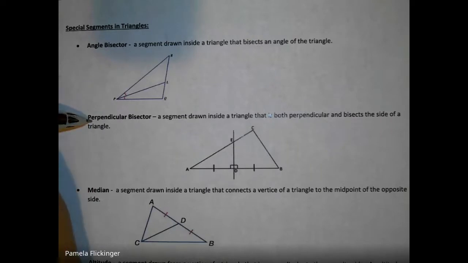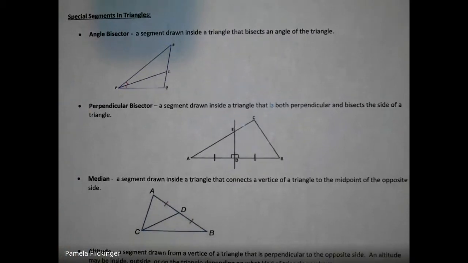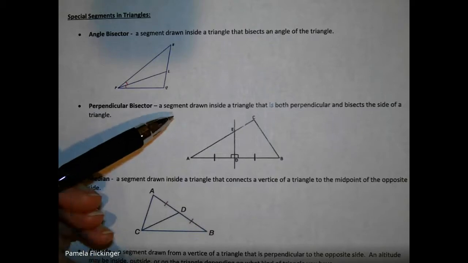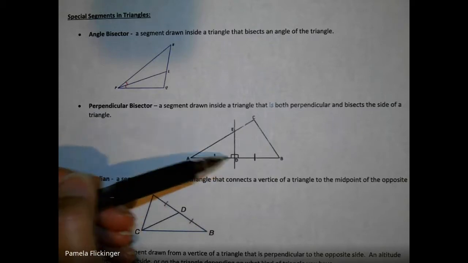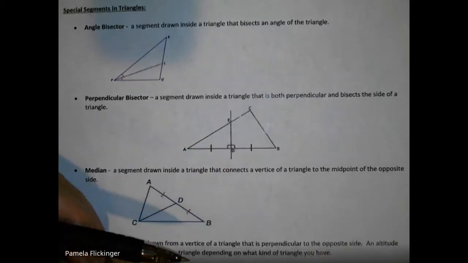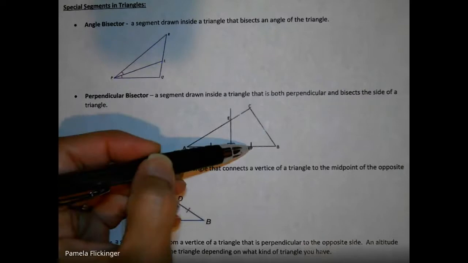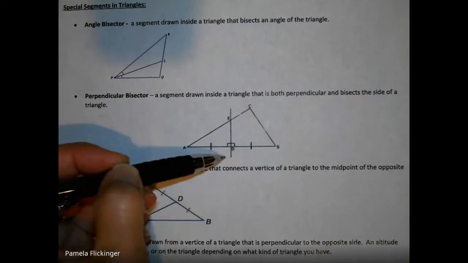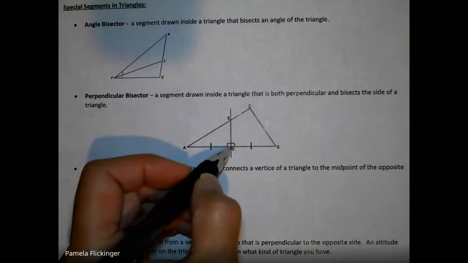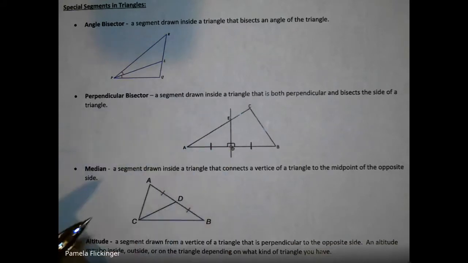The second one is called a perpendicular bisector. Again, we've talked about the words perpendicular and bisector, so this segment needs to do both. It's a segment drawn inside your triangle, and it has to be both perpendicular and bisect one of the sides. So you must see either that the tick marks are there to show that the 2 smaller sides are congruent, or you need to be told that this point, whatever it's labeled, is a midpoint.